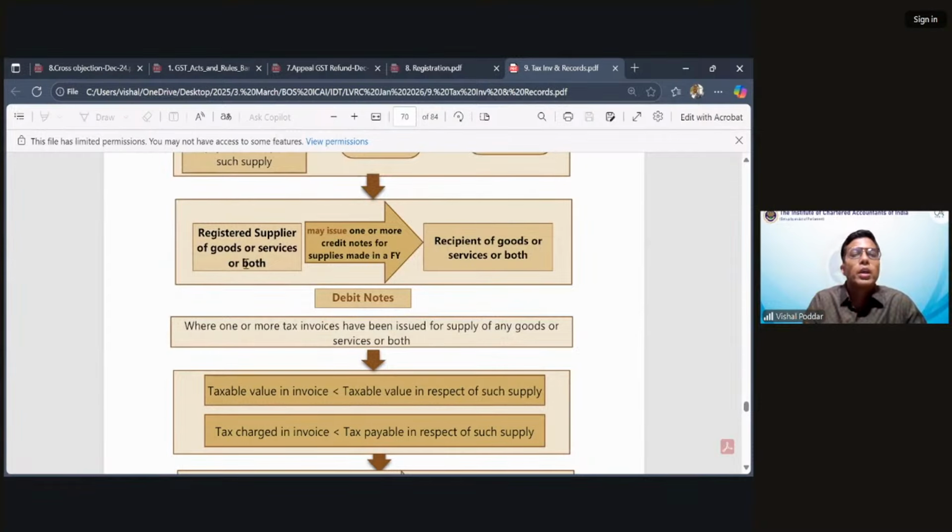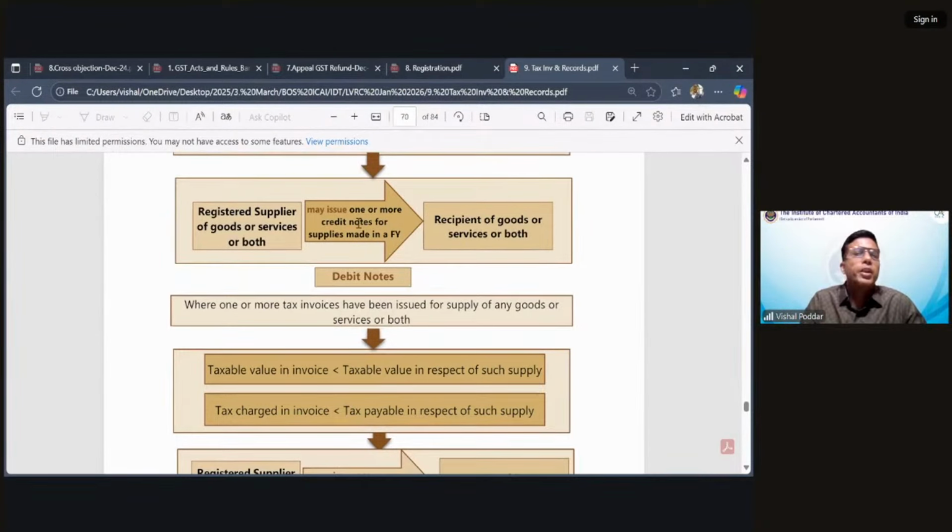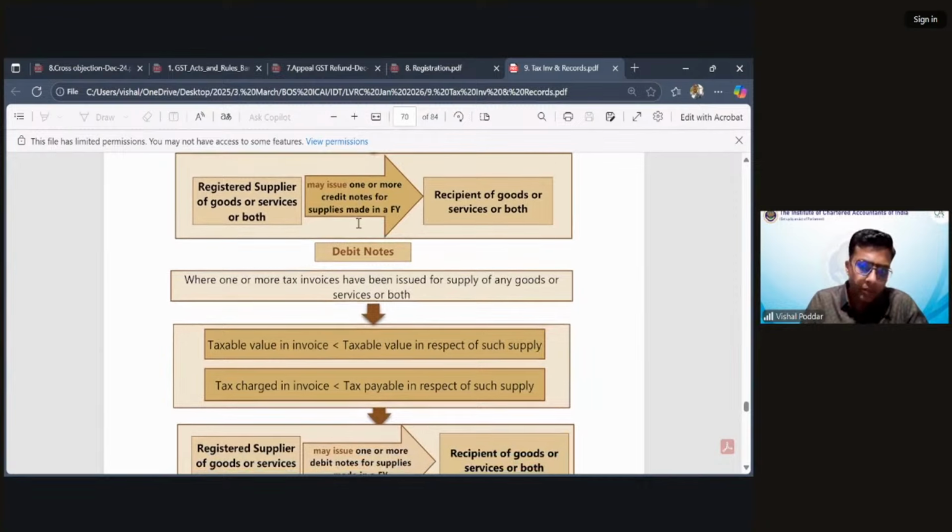So what you will do is, the supplier, only the supplier, as I said earlier, documents are majorly issued by the supplier, not by the recipient. Recipient will be issuing very few documents, and they are the above two documents. What? Self invoice and payment voucher. These are the only two documents which are issued by the recipient. Other than that, all documents are only issued by the supplier. So the supplier will issue one or more credit notes, and in the credit note, the supplier will be reporting the reduction in value or the reduction in tax. And this credit note will be reported on the GST portal.